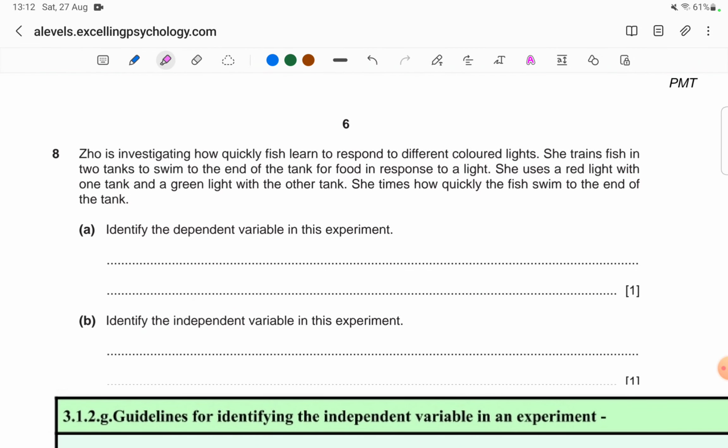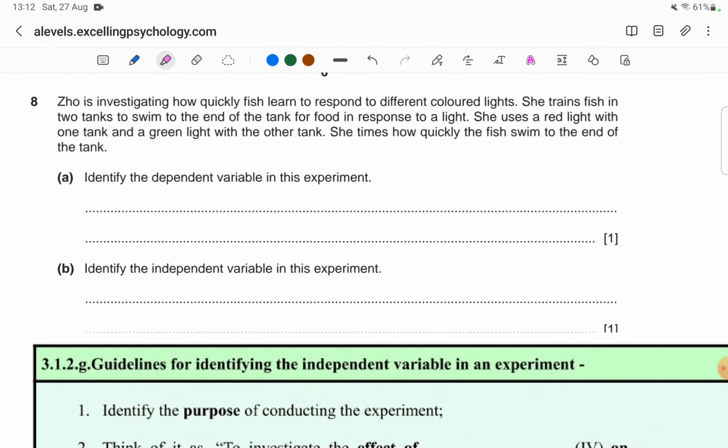Zoe is investigating how quickly fish learn to respond to different colored lights. She trains fish in 2 tanks to swim to the end of the tank for food in response to a light. She uses a red light with 1 tank and a green light with another tank. She times how quickly the fish swim to the end of the tank.